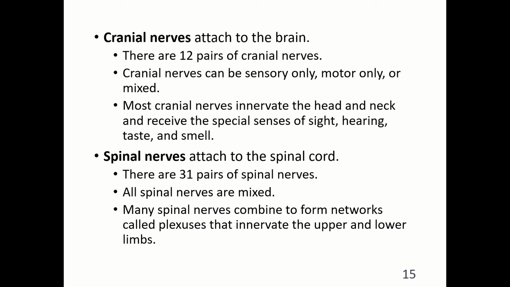Spinal nerves attach to the spinal cord. There are 31 pairs of spinal nerves. All spinal nerves are mixed, both sensory and motor. Many spinal nerves combine to form networks called plexuses that innervate the upper and lower limbs.